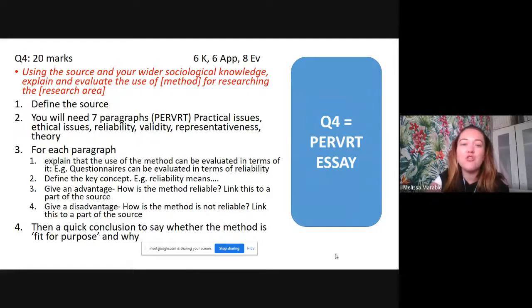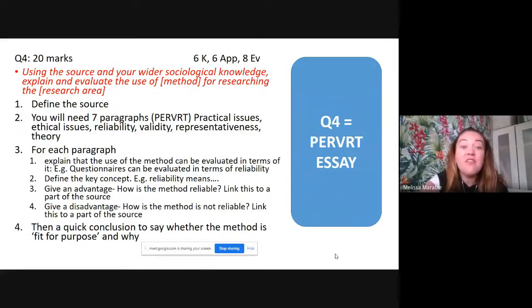So always intro, define the source. What does it mean? Then you need 7 paragraphs using PERVERT. So P stands for practical. Is it time consuming? How much funding are you going to get? Think about the characteristics of the researcher. Is it ethical? That's the E of PERVERT. So think about, you know, is anyone going to be harmed? Is there any deception? And what about confidentiality?